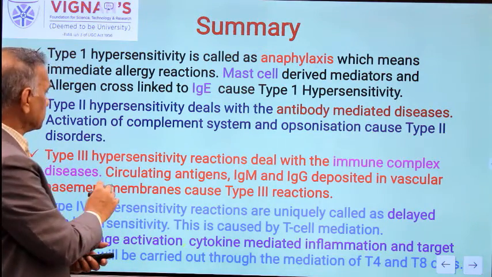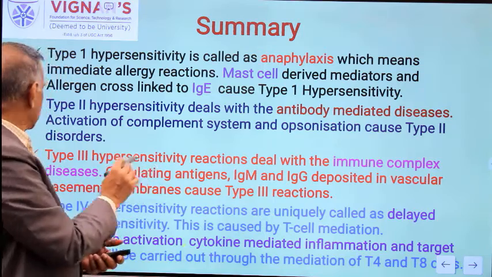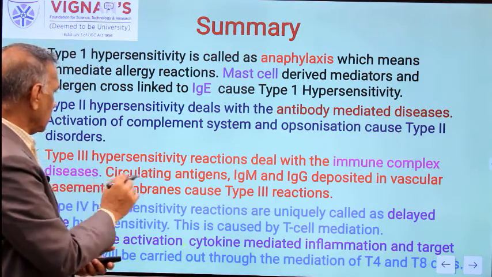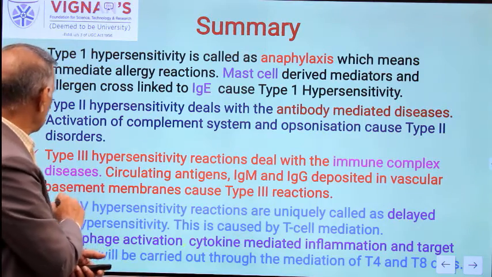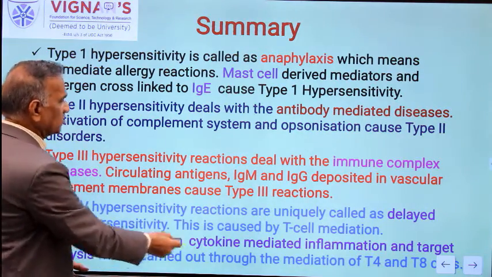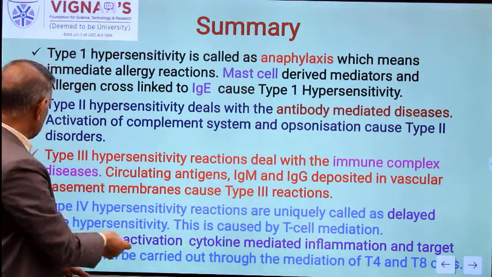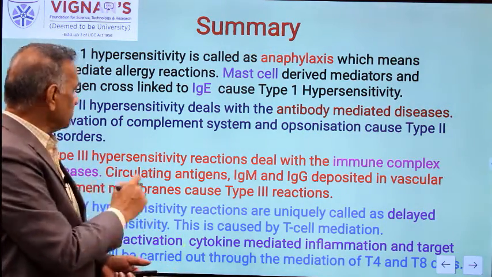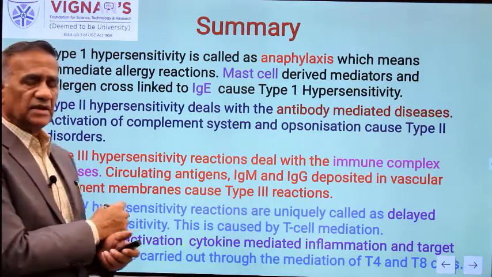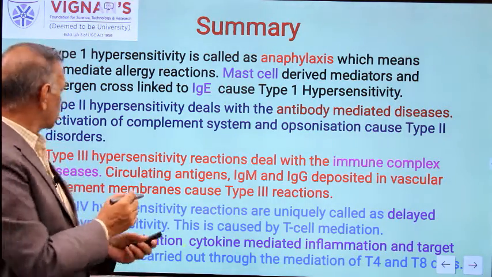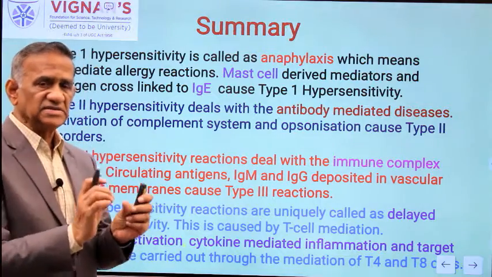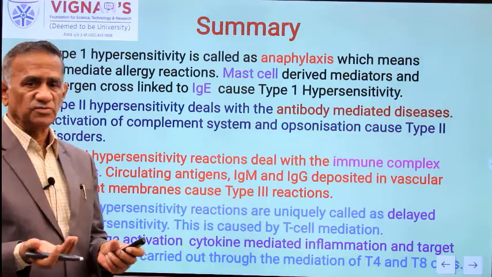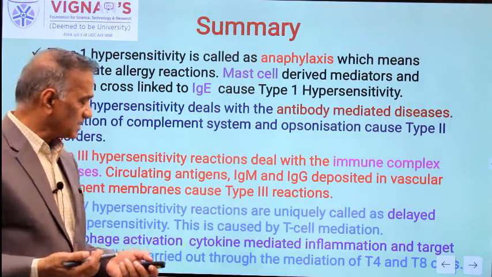And type 4 hypersensitivity reactions are uniquely called delayed type hypersensitivity reactions, usually wherein the T cell is the mediator, with macrophage activation, cytokine mediation, inflammation and target cell lysis, several things happening with regard to the cell mediated hypersensitivity immune response. Here it is called type 4 delayed T cell immune response. That's why after 48 hours or 72 hours we get the immune response. That is shown in one of the slides.